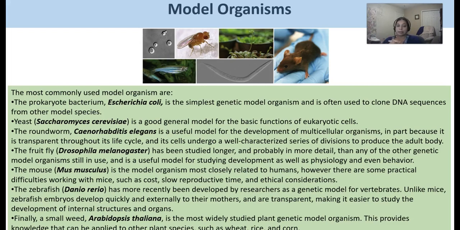And then for plants, the biggest model system people use is Arabidopsis, which is a small weed, and it's widely studied both for development and genetic purposes. And that knowledge that we gain from that is then applied to our common crops and other plants that we use all the time, like wheat, rice, and corn.